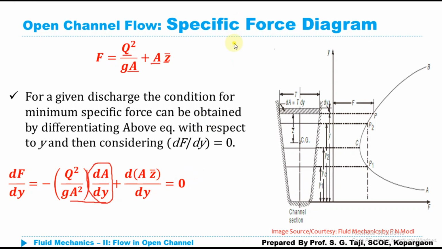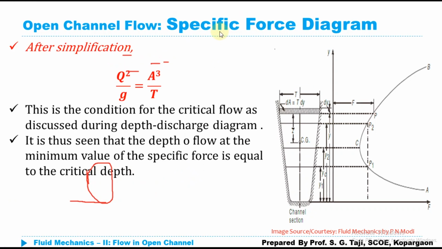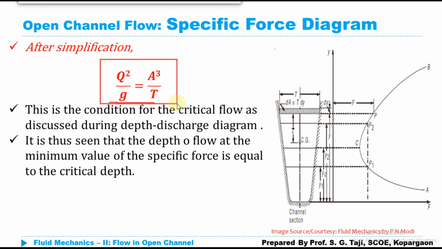I will get the final equation for this given condition, that is Q squared upon g is equal to A cubed upon T. By simplifying our previous equation, we can get the equation Q squared upon g is equal to A cubed upon T. This is the same equation we got during the depth discharge diagram, and this condition represents the critical flow condition. So we can say that our specific force will be minimum at this particular condition.